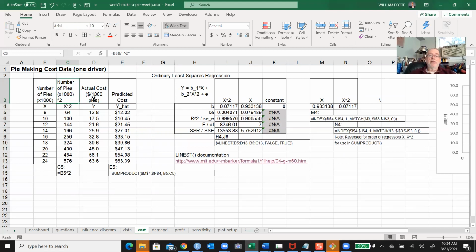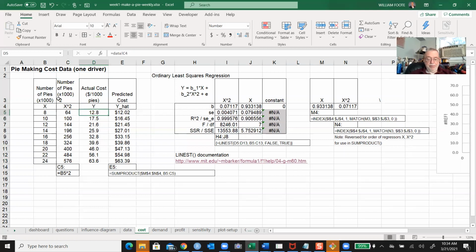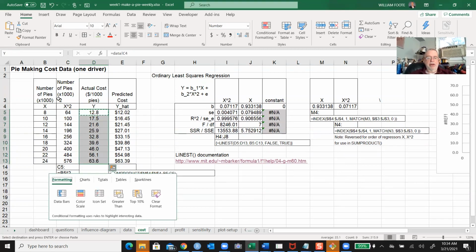Here's the actual cost. And now we make a new thing called predicted cost in this table. This is all derived. The number of pi's squared is derived, but the original data is preserved here. So I need to also put in this data directly from this table. And now I'm preserving the integrity. If that other table, the data table, were to change, so would this analysis.